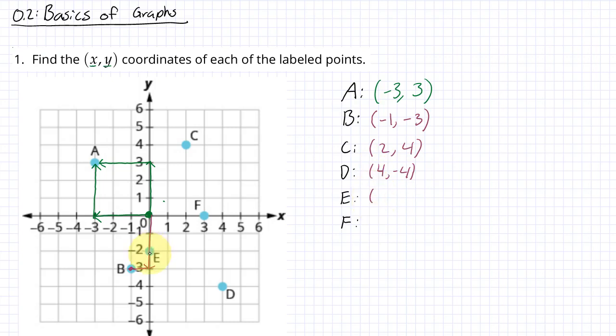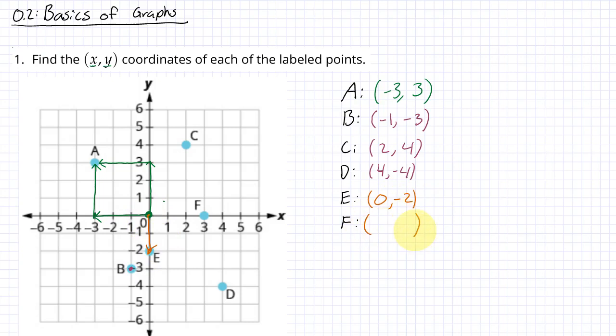Point E here is actually on the axis itself, on the y-axis. So that means the x-coordinate, that's how far you have to move to the left or right here. You don't move left or right of the origin at all. If you're going to get to E, you move 0 units to the right or 0 units to the left, either way. So the y-coordinate, because you go downwards there, is -2.